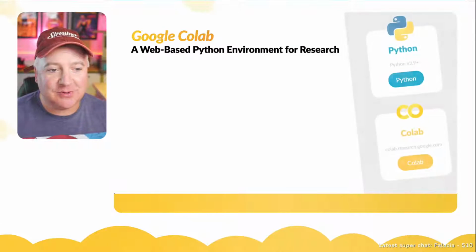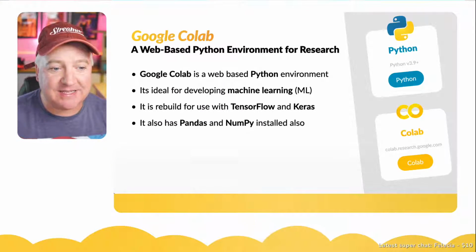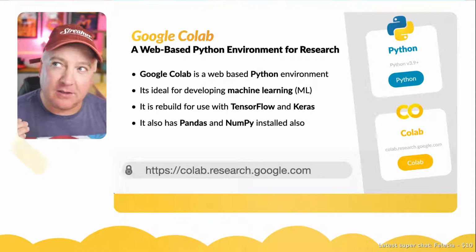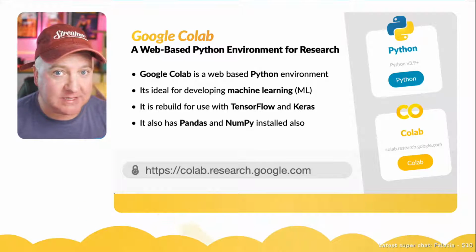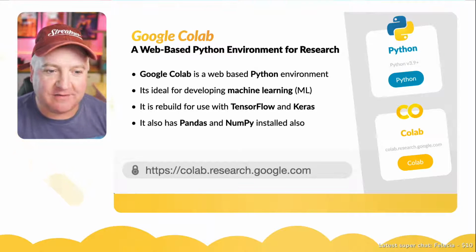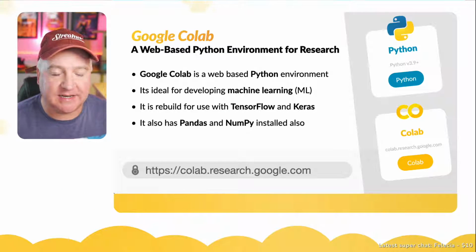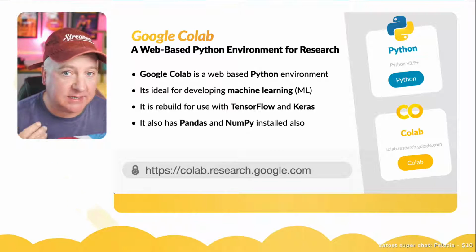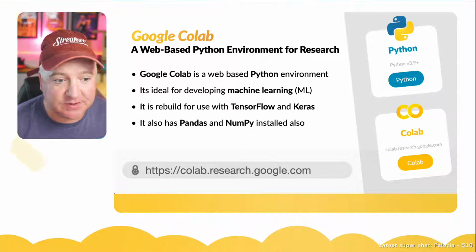So what is this Google Colab? Like I said, it's a web-based Python environment for research. If you've ever used Jupyter Labs, it's basically a bespoke version of that for doing machine learning research, data science, that kind of thing. So it's ideal for machine learning. They've already put all the libraries as part of the system, so it's very easy to use them.